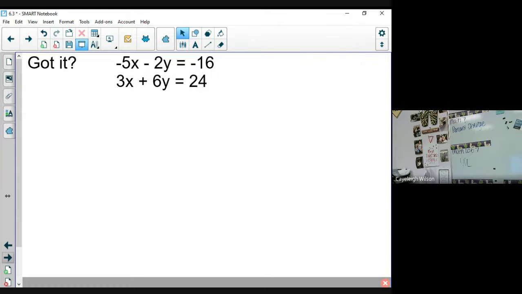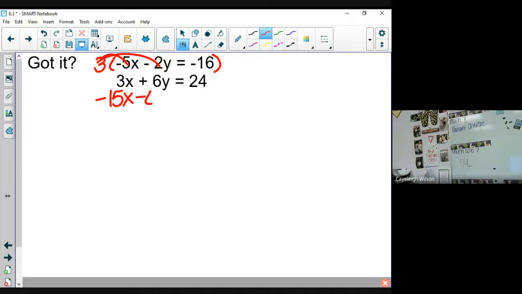Alright, so looking at this one, the x's are -5 and 3. I could make them 15, but I'd have to multiply both of the equations by something. Looking at the y's, -2 and 6. I can multiply -2 by something to make it -6, which is 3 again. So multiply this one by 3. So 3 times -5x is -15x. 3 times -2y is -6y. Then 3 times -16 is -48.